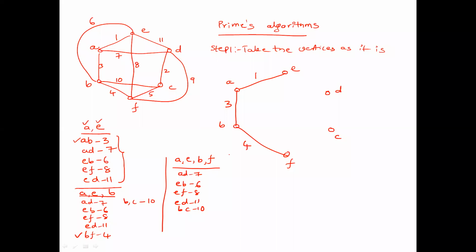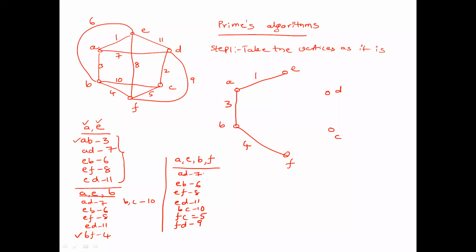Now tell me, with respect to the newly added F, what are the edges I can add? FC. FC is how much? It is 5, right? Then any other edge with respect to F? FE, EF is already there, right? FD is also there, we can add. FD is 9. Any other edge with respect to F? That's all, right? Now again, you have to carefully list out.